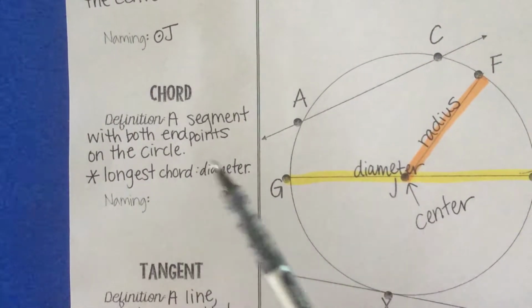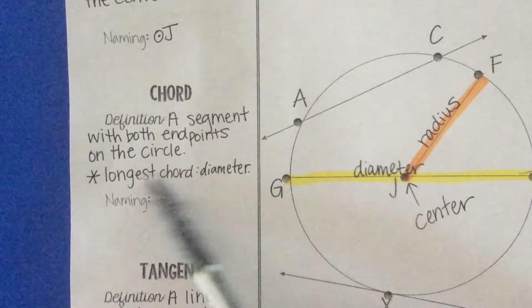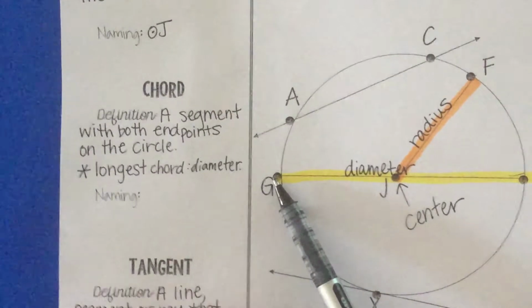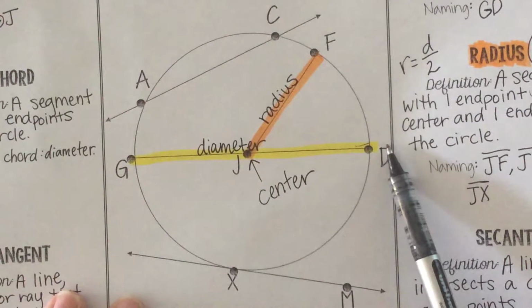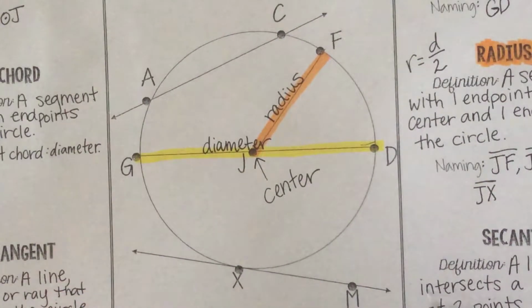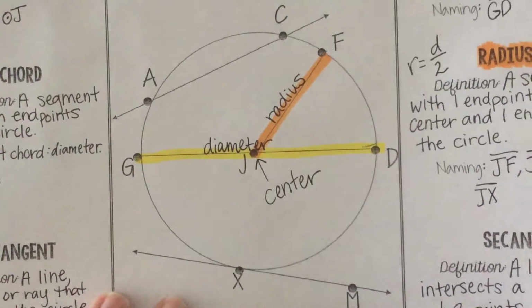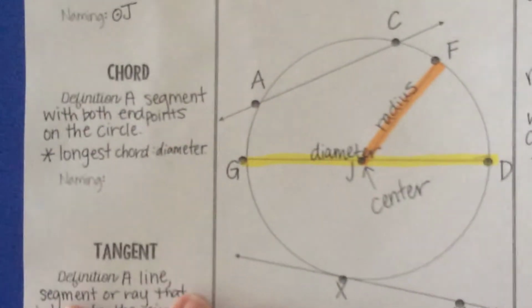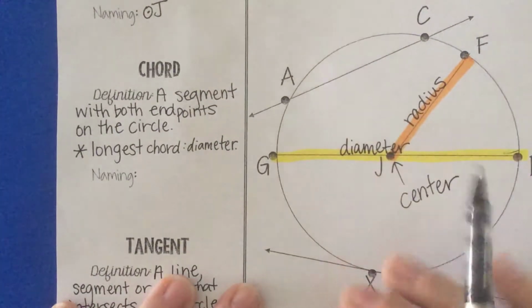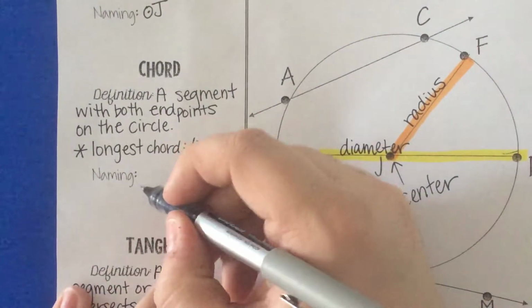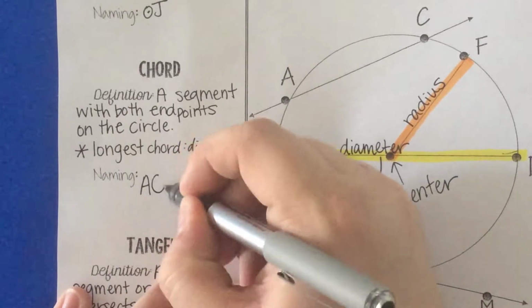Now, the diameter would be your longest chord because it does have 2 endpoints on the circle. It goes all the way across. So when we name a chord, it is still a segment, and we are going to want to name it with 2 capital letters. So our chord, besides the diameter, would be from A to C.